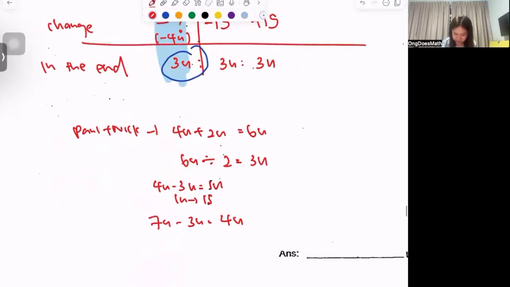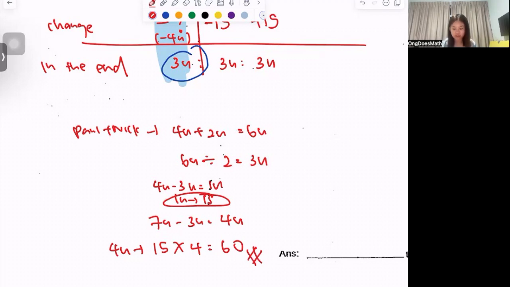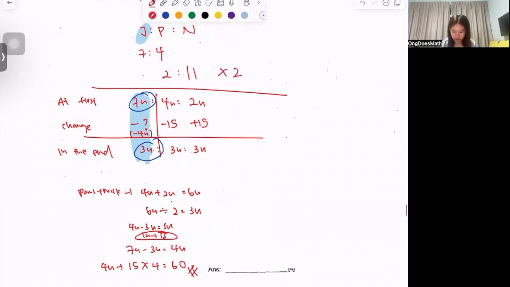So let's find out what 4 units is, which is just 15 times 4. So that should give you 60. Jasmine actually spent $60. So I hope this is good. This is not the hardest question. There's actually one question that's harder than this later on.